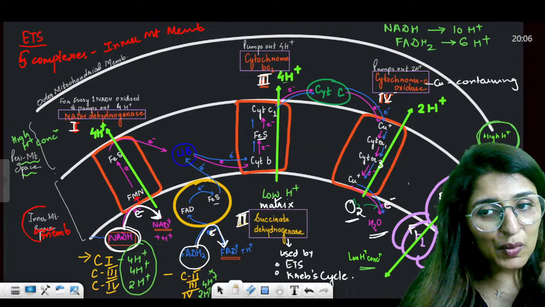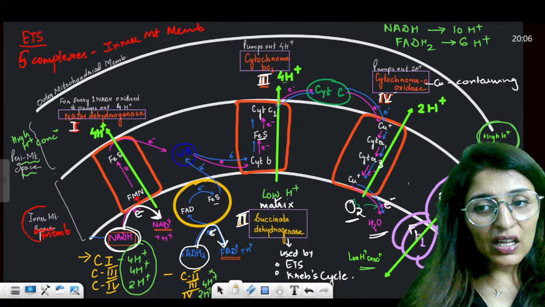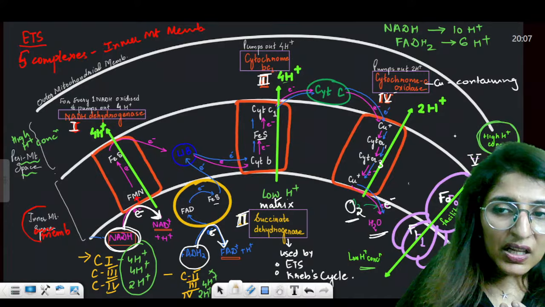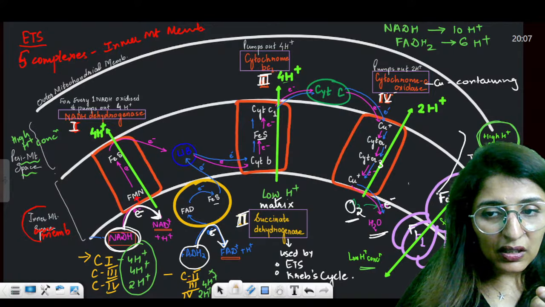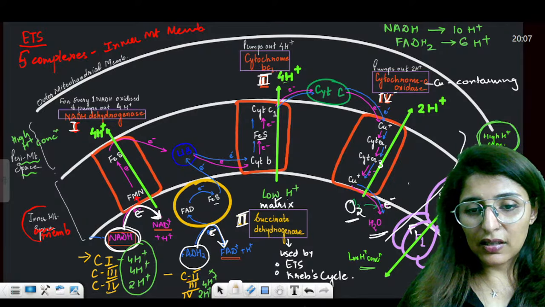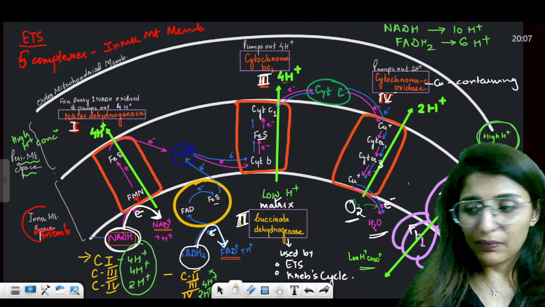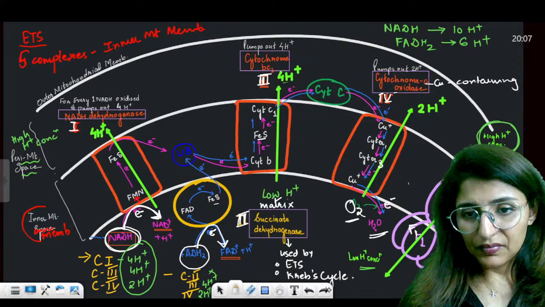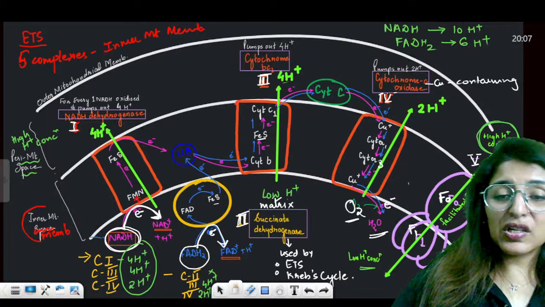And F naught is always a transmembrane bound protein, so it will act as a channel to transfer H positive ions from here into the lumen back. Are these points clear? It will transport. Yes or no? Clear?